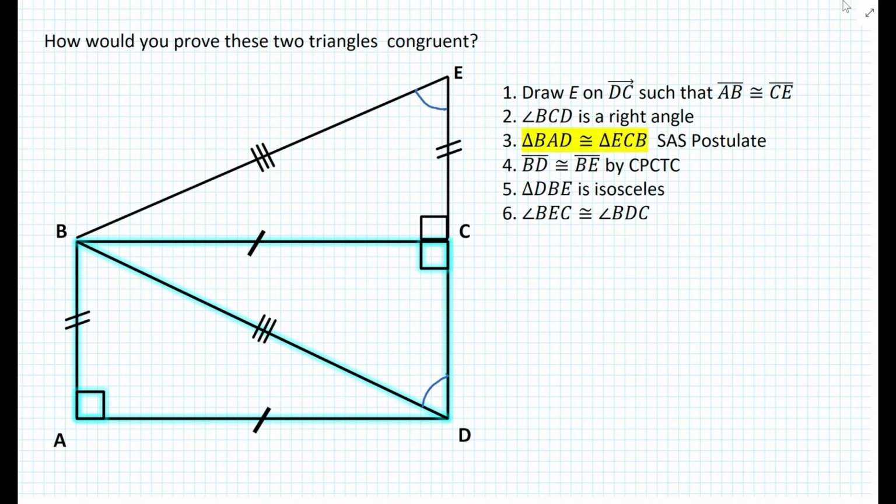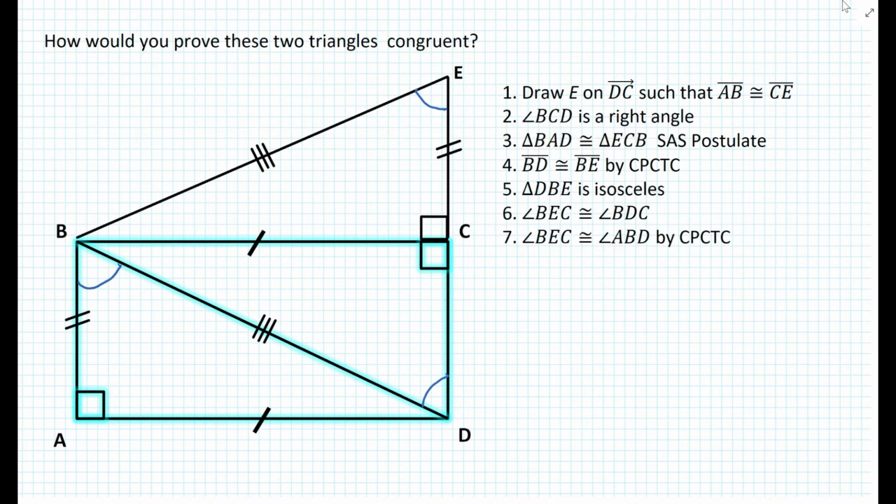Now, when we prove that triangle BAD is congruent to triangle ECB, as you can see highlighted here, we can also use that fact to show that another corresponding parts of those two triangles must be congruent. As a matter of fact, angle E in triangle ECB must be congruent to angle ABD in triangle BAD, as shown in the diagram now.